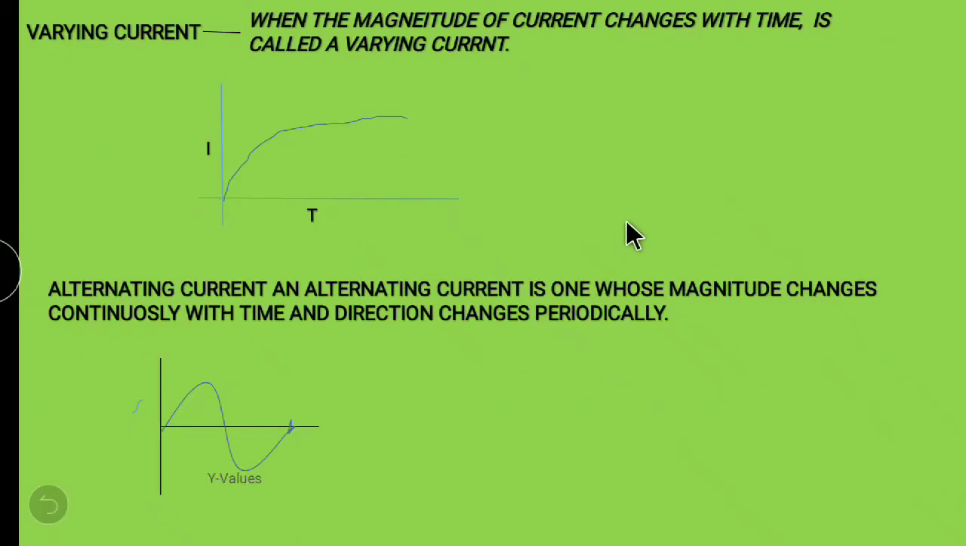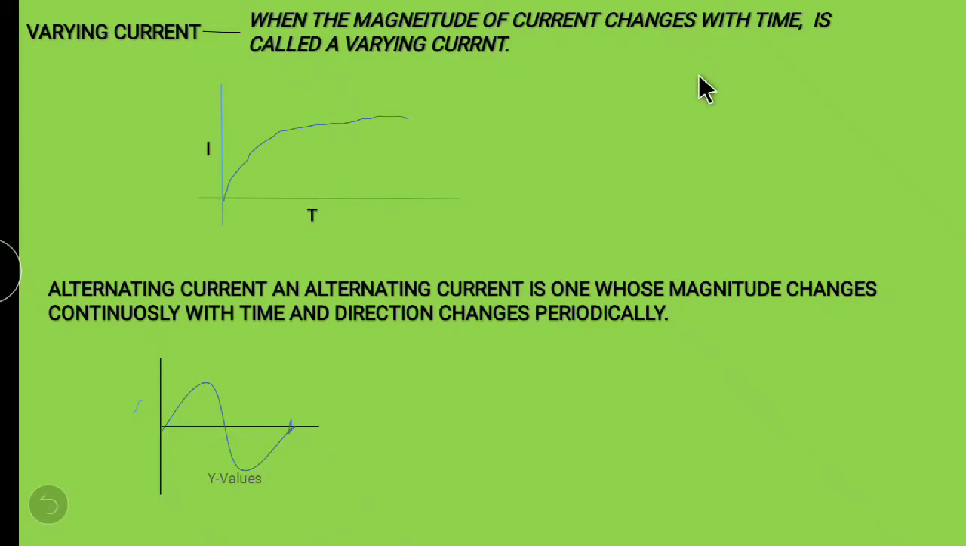Now come to the point, varying current. Here students, when the magnitude of current changes with time, it is called a varying current. Suppose, students, there is a wire and current is flowing through it and it is varying with time. As time passes, the current goes up and down, or up and up, or down and down in an irregular manner. If current is varying with the passage of time, then the current is said to be varying current.